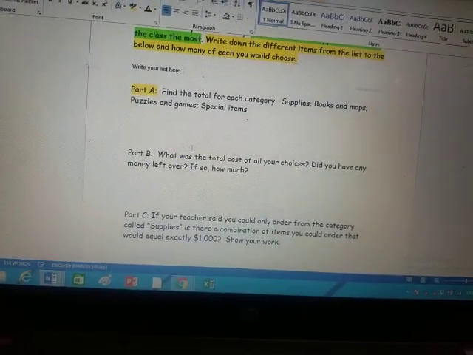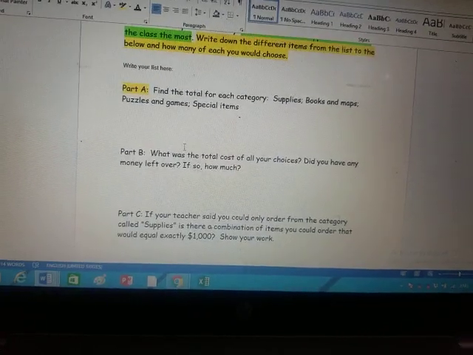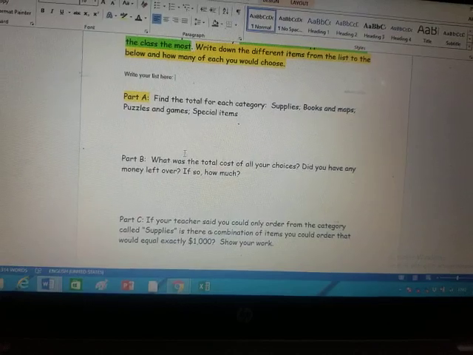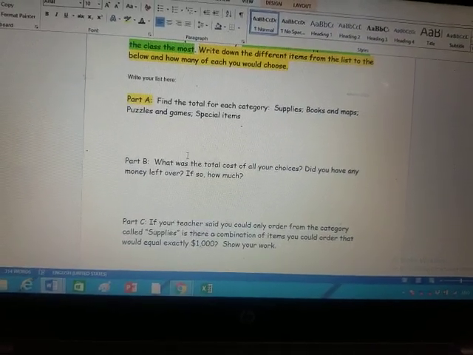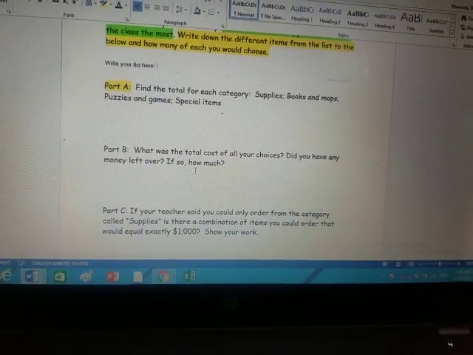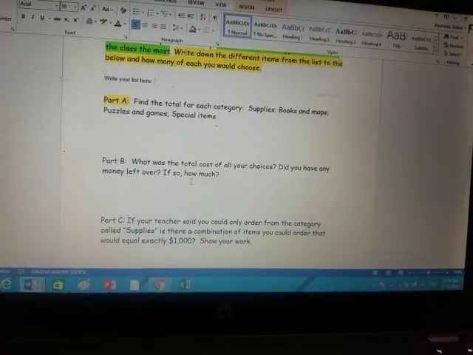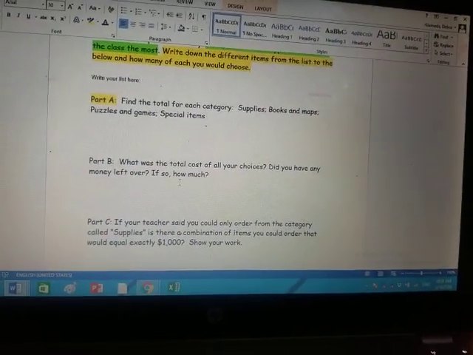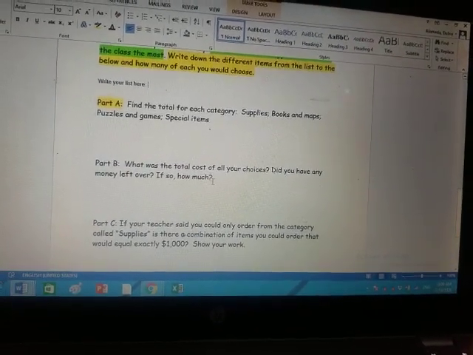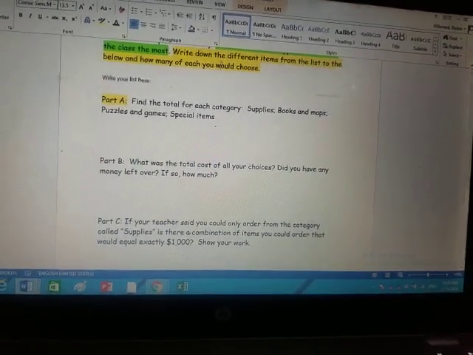So if you said I needed 3 packs of construction paper and a bunch of other stuff, remember, 1 pack costs $32. So 3 packs cost $32 times 3, and then you would find out how much that is and then add everything together. So tell me how much you would be spending on the stuff that you chose for me. And remember, you have only $1,000, so don't go over $1,000. Sure, you don't have to spend all of it. So if you have any money left over, tell me if you have any money left over. So part B has to do with this part, okay?